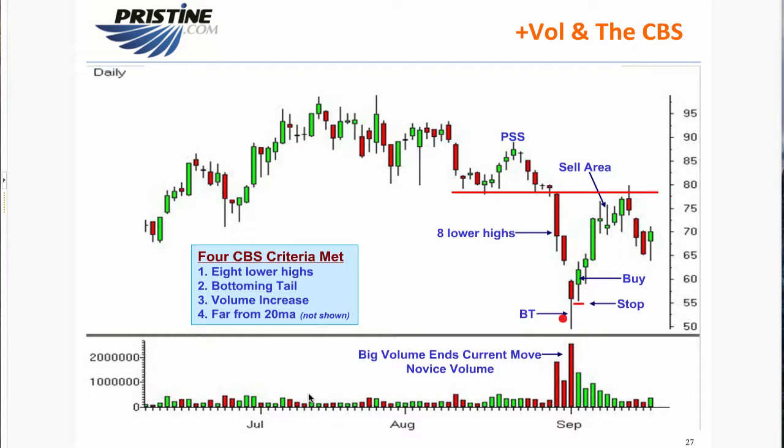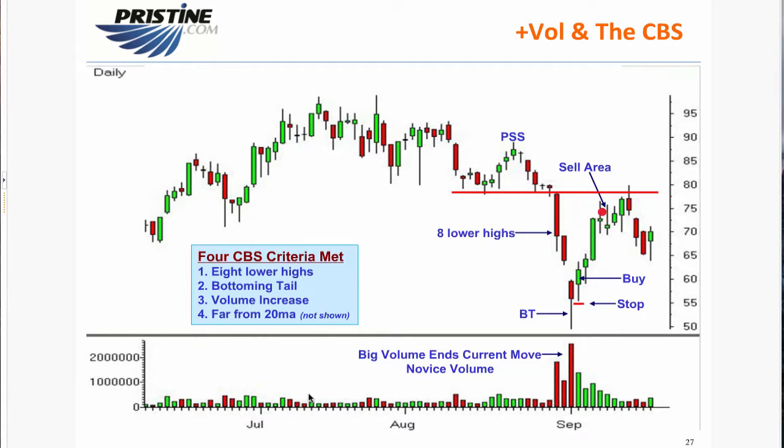And in this case, again, the stop would be too big if you were to put it under the bottoming tail. So instead, you use the bar that gets you in. You put your stop below that low, and then you manage it on up into, again, the area of the 20 MA, which isn't here, but it's also in alignment with a little bit of resistance, not quite to that area, but just below it, right?